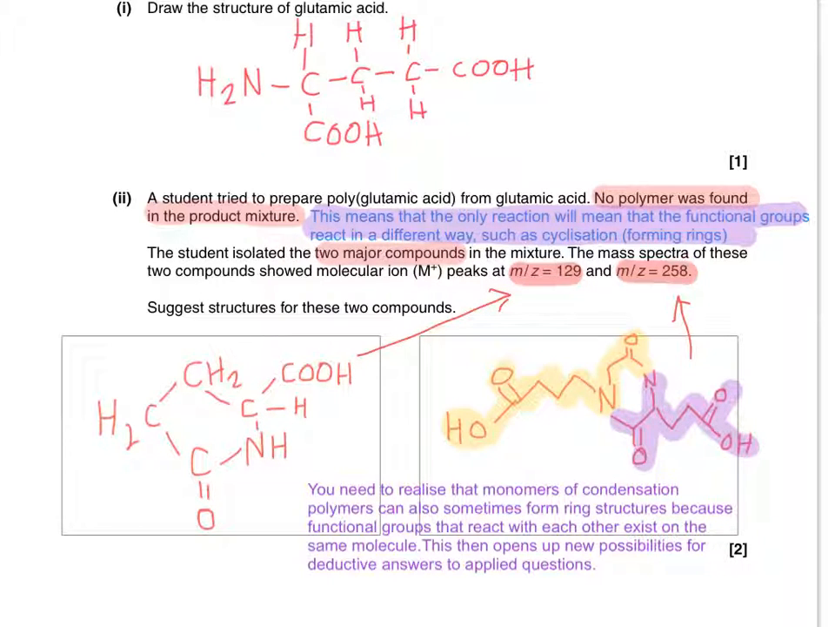So two things just to recap. Make sure there's a ring structure somewhere, because that then takes account of the fact no polymer is produced. And then make sure the compound that you're drawing matches the m over z value that they give you.